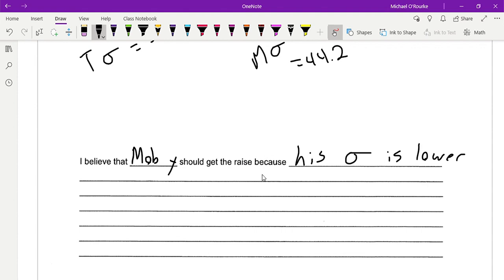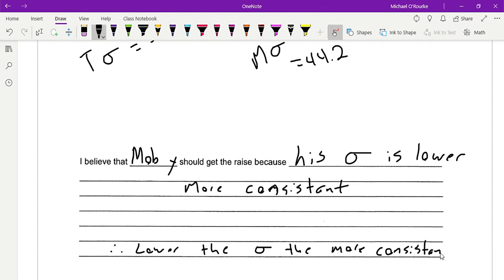So Moby should get raised because he has a lower standard deviation. So he is more consistent. Therefore, the lower the standard deviation, the more consistent. It's really good when you're looking at research.